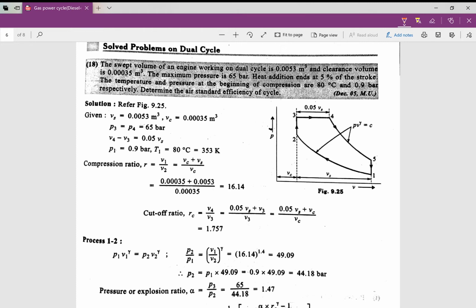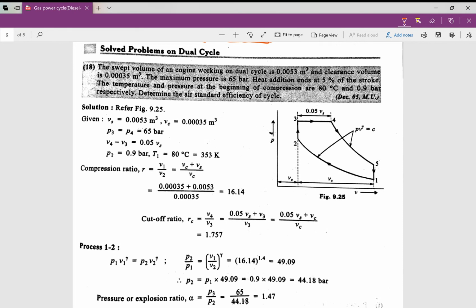So, dear students, here is the numerical given for you. The swept volume of an engine working on dual cycle is 0.0053 meter cube and clearance volume is 0.00035 meter cube. On the PV diagram, the cycle is drawn. Here are written the values, stroke volume and clearance volume. Now the rest of the numerical says the maximum pressure is 65 bar.